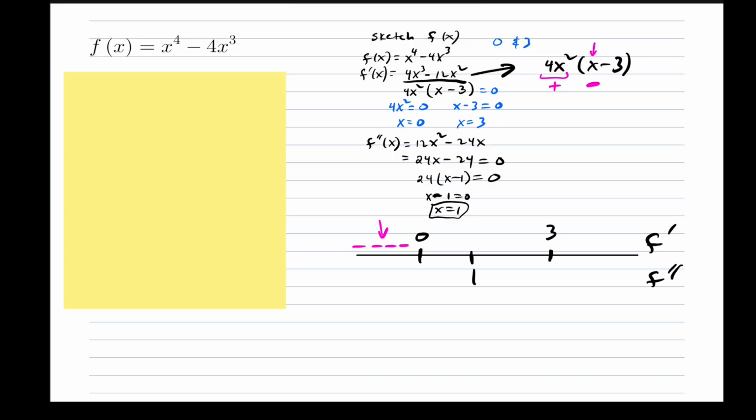Okay? Now, let's put a number in between 0 and 3 and see what we get. If I put in a number that's bigger than 0, like let's say 0.5, well, like I said before, this is always going to be positive. And then if I put a number smaller than 3 but positive, 0.5 minus 3 is going to be a negative number, and a negative times a positive is still negative. So all those are still negative.